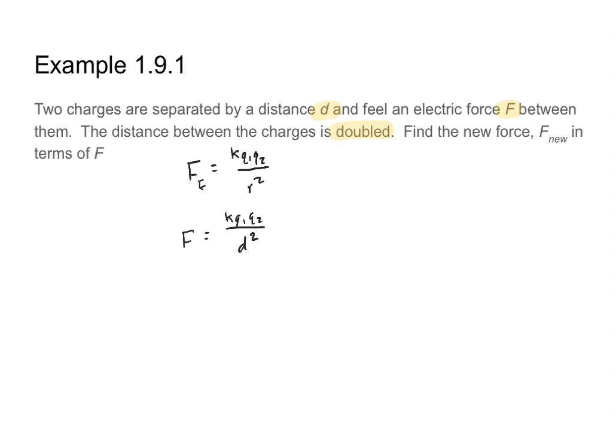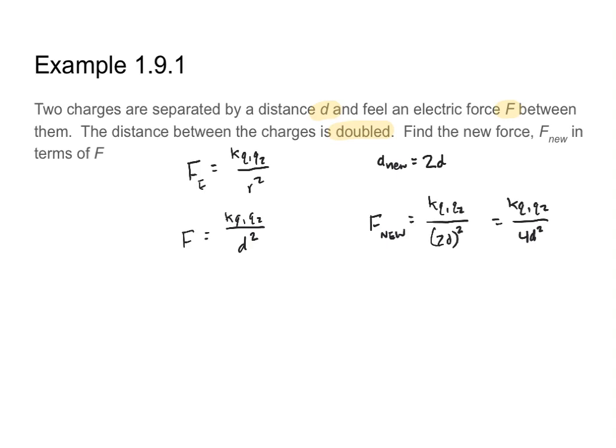So what happens when the distance is doubled? Well, d new is going to equal 2 times our initial distance. So I can again write that equation, and I'll say F new is equal to kQ1Q2 over 2d, and that whole thing is going to get squared. So I can also say F new is equal to kQ1Q2 over 4d squared, because I have to distribute that squared to both the 2 and to my variable of distance.